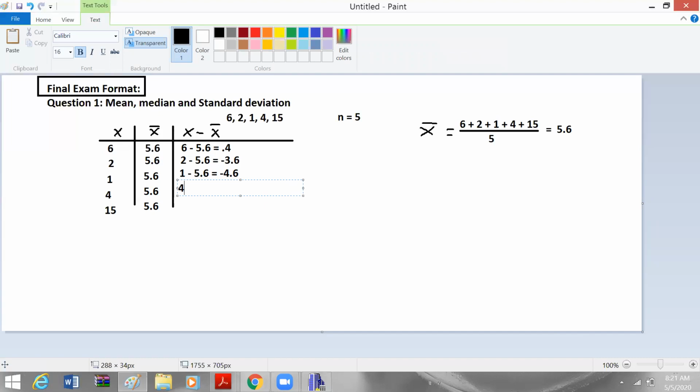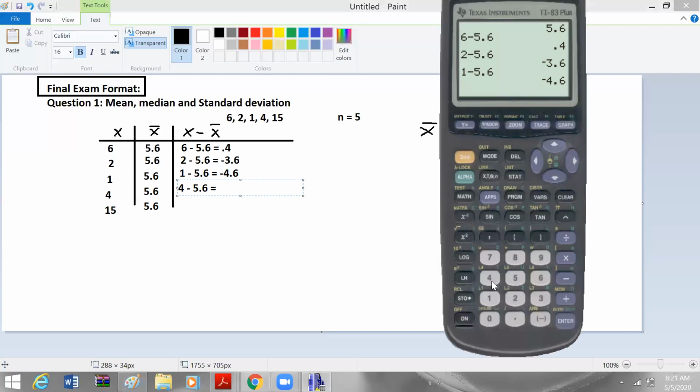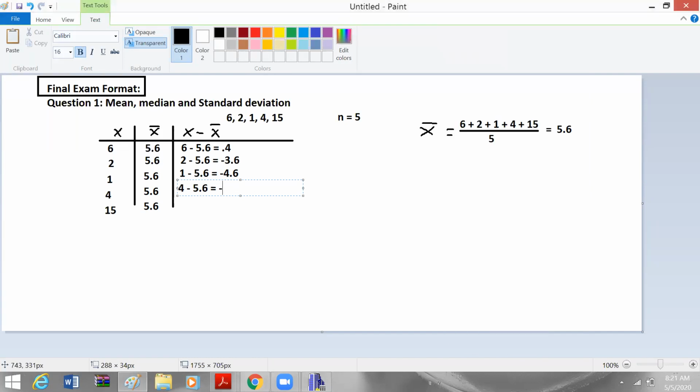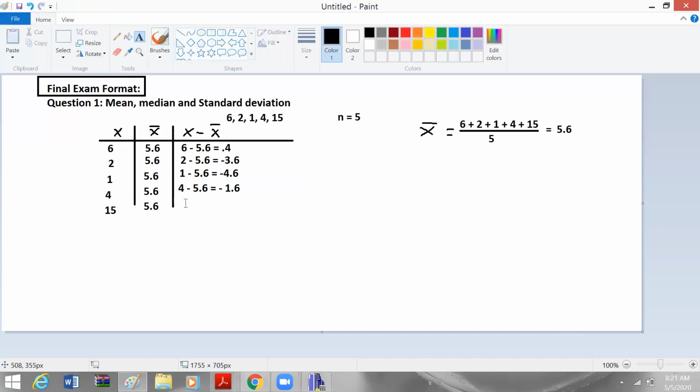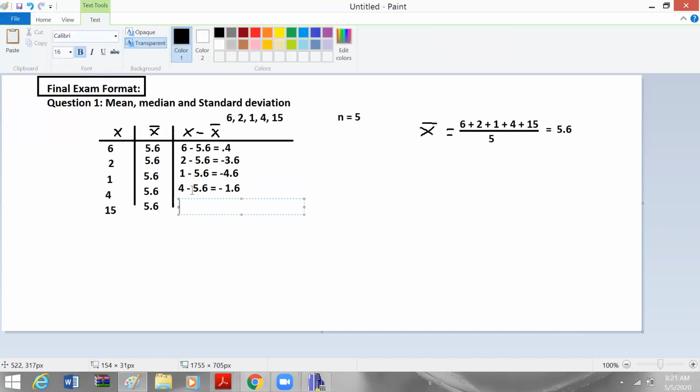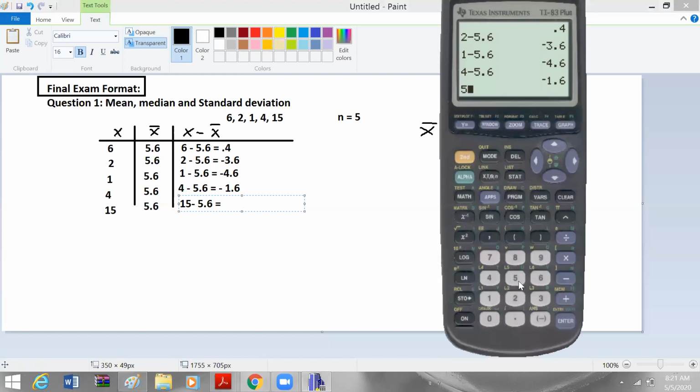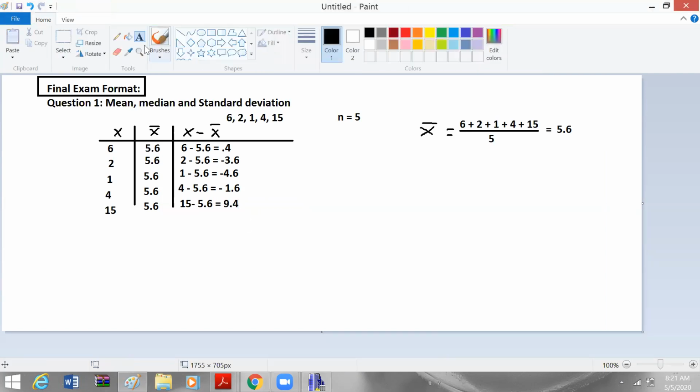And then we take 4 minus 5.6. We just subtract them. We're going to get negative 1.6. And finally, we have 15 minus 5.6, and you're going to get a really big positive. So when we do the math for that, 15 minus 5.6, we get 9.4. Okay, so after that, we're going to square them.